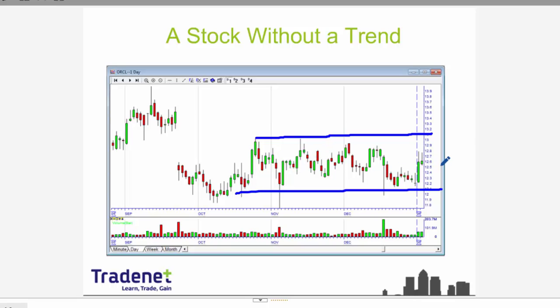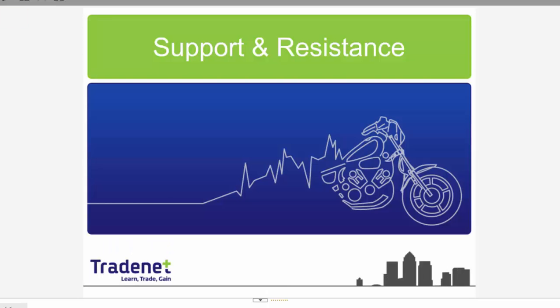It is a good setup to trade something that looks like that, just in case it moves out of the range.